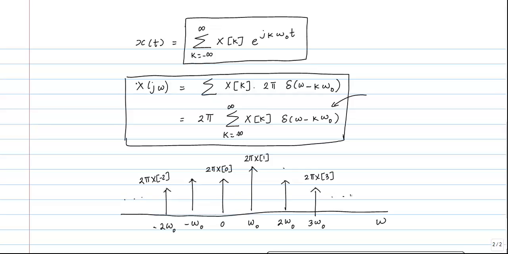Okay, and this is the picture that you want to keep in mind. The Fourier transform of a periodic signal consists of a bunch of impulses, or infinitely many impulses. The impulses all occur at integer multiples of omega naught, and the strength of these impulses are 2 pi times the Fourier series coefficients.